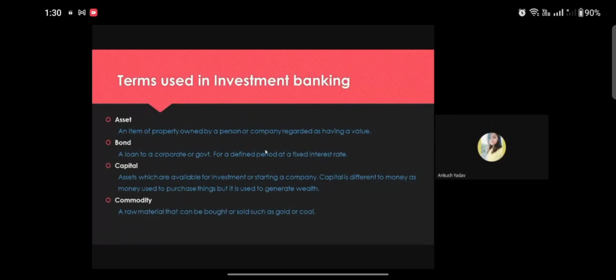Then we have capital. Now we are calling money capital because money is used to purchase things, and it loses its value. But for capital, we are using it to generate some wealth, like the money will be given to the corporates, and it will generate more wealth in the future. So that's why we are calling it capital instead of money. Then we have commodities, which are raw materials like gold and coal.